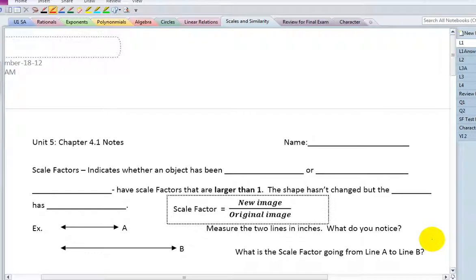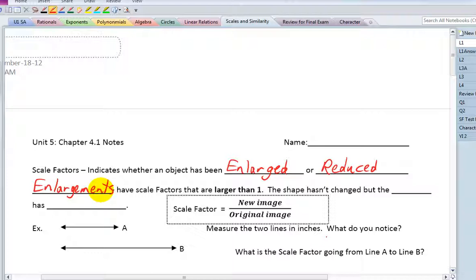If an object has been enlarged or reduced, you can tell by the scale factor. Okay, so enlarged, E-N-L-A-R-G-E-D, or reduced, R-E-D-U-C-E-D. Enlargements have a scale factor that's larger than 1.